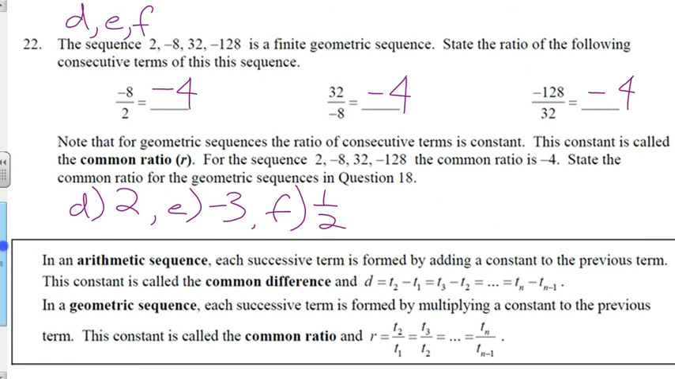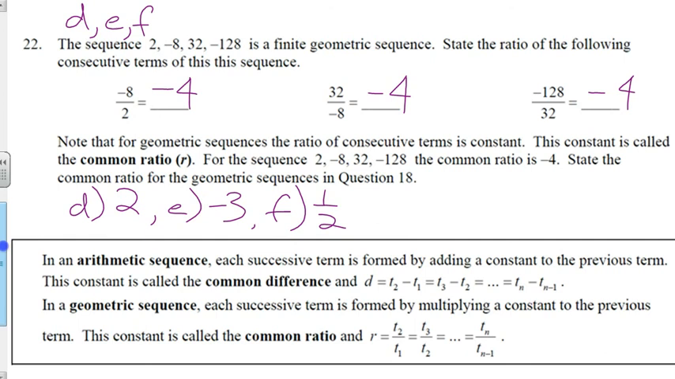In an arithmetic sequence, each successive term is formed by adding a constant to the previous term. The constant is called the common difference, and it's equal to T2 minus T1, T3 minus T2, and ultimately T sub n minus T sub n minus 1. So if this is the 100th term, this will be the 99th term, right? So in other words, take any term and subtract the term that precedes it, the preceding term, you'll get the common difference.